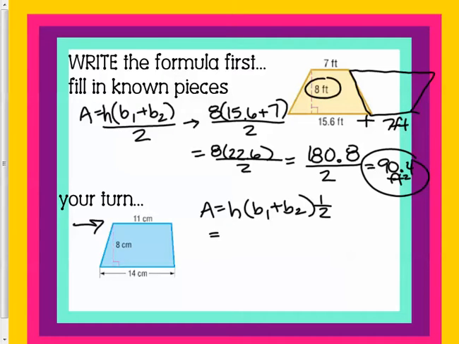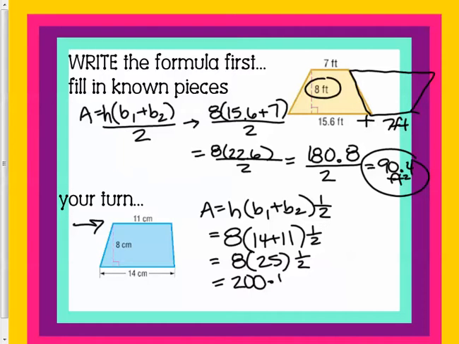Okay, so what you should have is 8 here, and then 14 plus 11 times 1/2. So 8 times, and this would be 25 times 1/2. So 8 times 25 gives you 200. Multiply that by 1/2, and we get 100 centimeters squared.